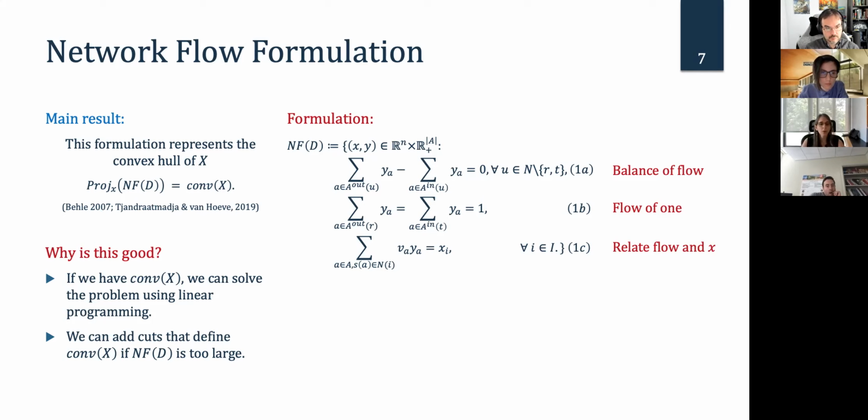And also, as I said before, this model can be very large because it depends on the size of the decision diagram: the number of variables will depend on the number of paths, and the constraints on the number of nodes. So what we're going to do is that, if this is too large, we can add paths that define this convex hull little by little while we solve our problem.